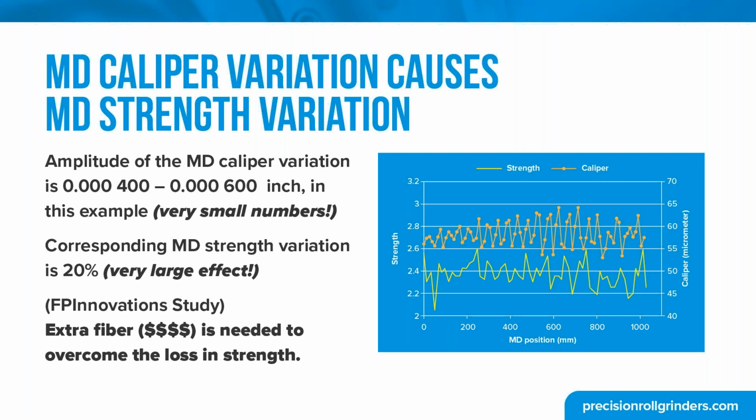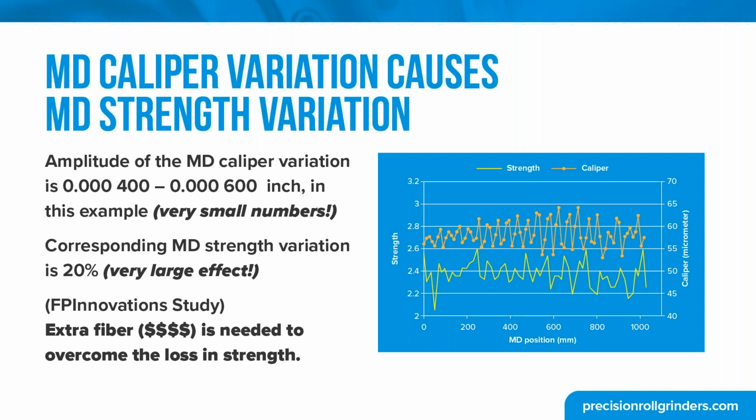So here is another real world measurement. It's not the same example, but it's a similar one where the paper was measured in the machine direction. In this example, the MD caliper variation is 4 10,000ths to 6 10,000ths of an inch. Very small numbers again. The corresponding MD strength variation is 20%. So the areas with low caliper also have low strength. It's kind of like the weak link in a chain. So those low caliper areas have less strength than the surrounding areas. And this is data that was done in a study by an organization called FP Innovations or Forest Product Innovations.